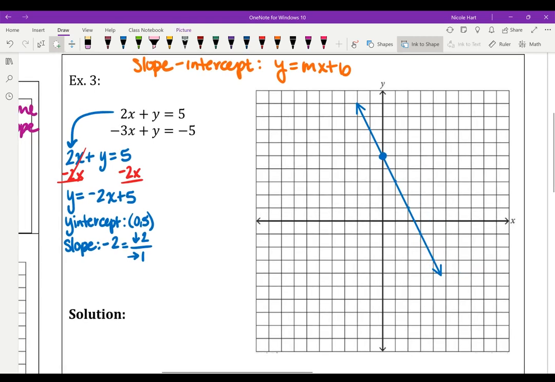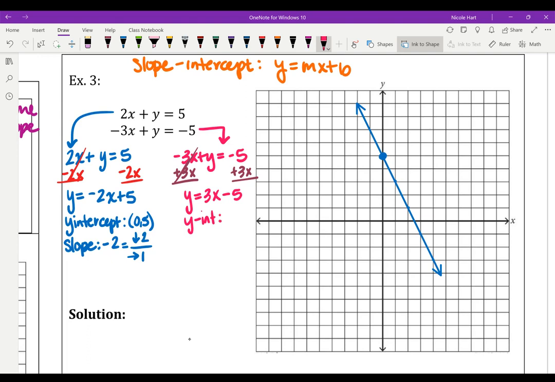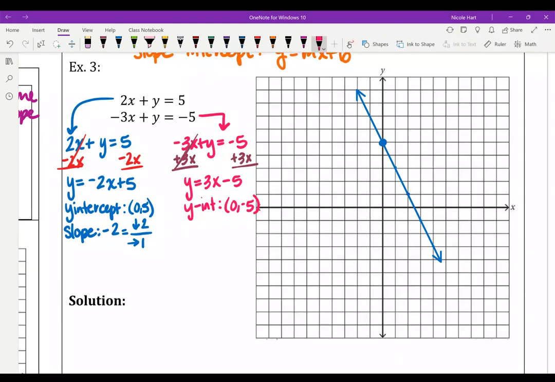So there is my first equation, and then my second equation is negative 3x plus y equals negative 5. So to get that 3x to move to the other side, I'm actually going to add it. I'm going to do the opposite of the sign that's in front of it. And so the 3x's on the left-hand side cancel out. And we're left with y equals on the left, and then 3x minus 5 on the right-hand side. So that makes my y-intercept negative 5, so it's (0, negative 5).